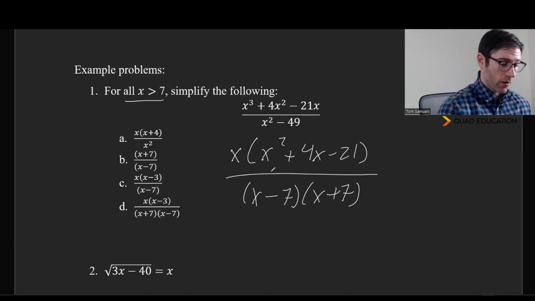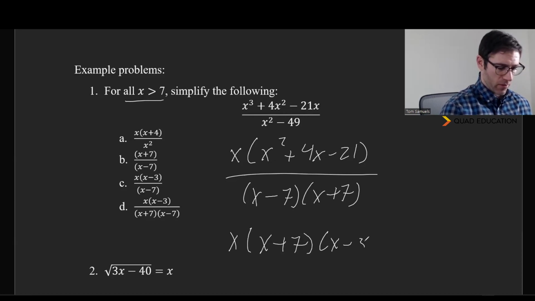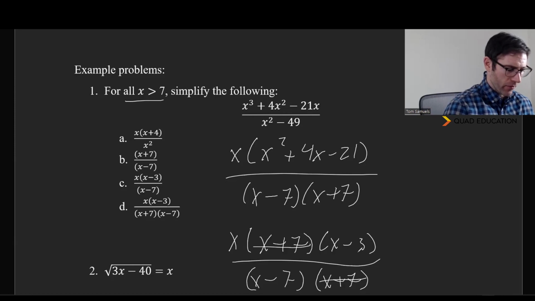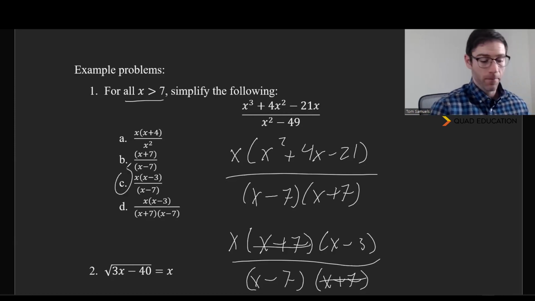And so now that we have the denominator factored, we can pretty easily factor the numerator here, which is going to be x plus 7 times x minus 3. And that all factors out, or should do. You cancel out our x plus 7s, and then we are left with x times x minus 3 over x minus 7, which is answer C here.